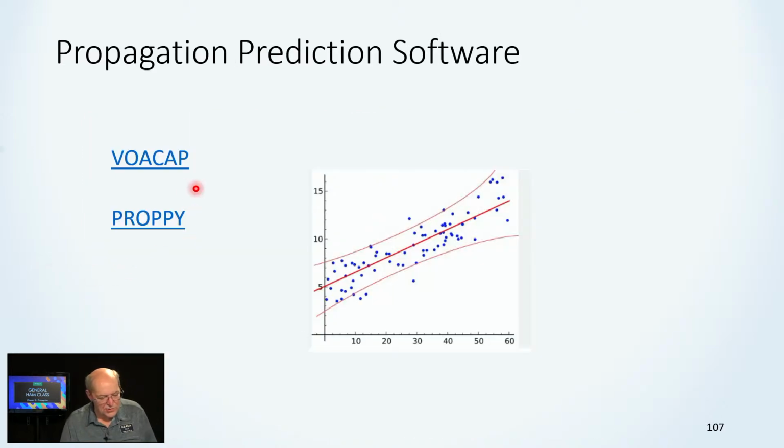So there's two flavors of propagation prediction software that are free. VOACAP we just looked at. Propy is another one. I haven't played with that, but that's also an HF propagation tool. And the idea here is that it's giving you probability, and it's taking into account all kinds of things: the sunspot numbers, SFI, geomagnetic conditions, all of that is factored in when it's making these predictions. Very cool.